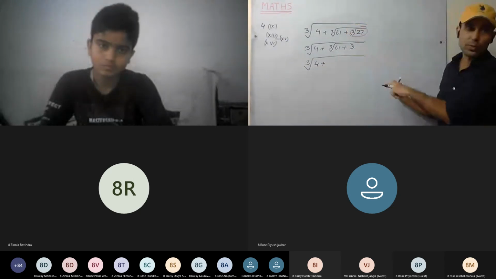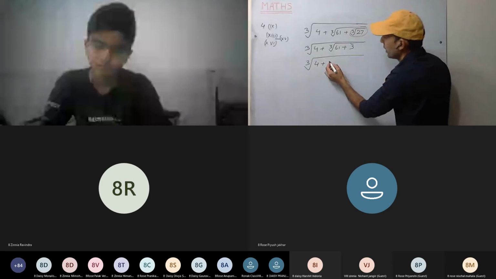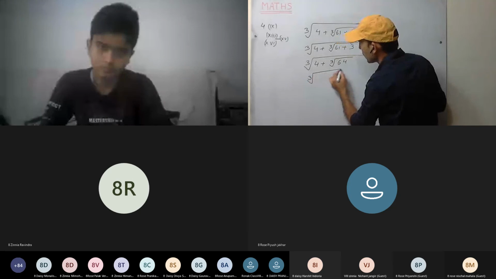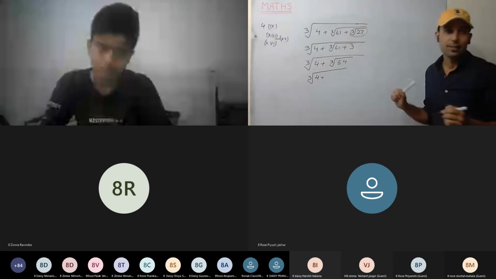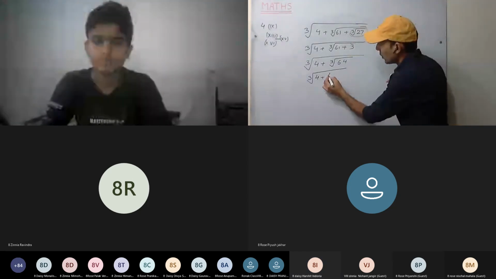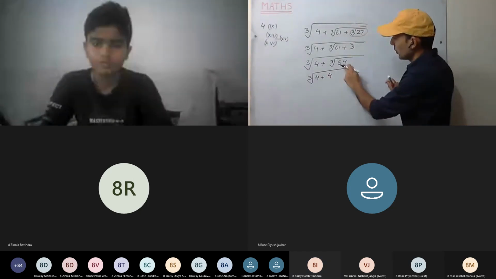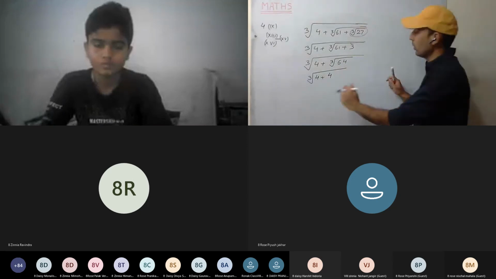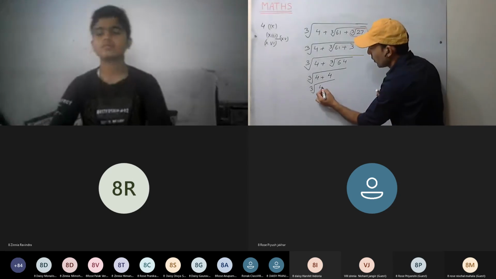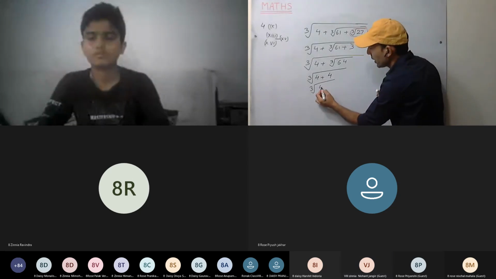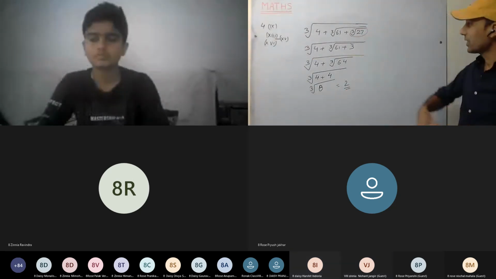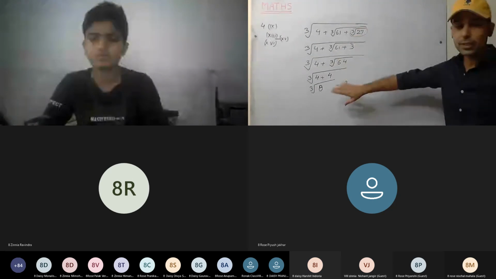Now within the cube root we will solve. It is the cube root of 64. 64. Okay, 4. Nisha will be telling what I have to write here. 4. So cube root of 64 is 4. You can calculate if you don't know. Now solve within the cube root. 8. Now its cube root is 2. It was easy.